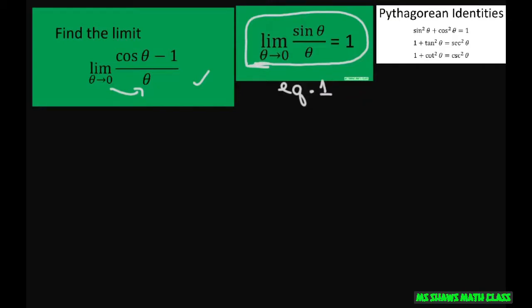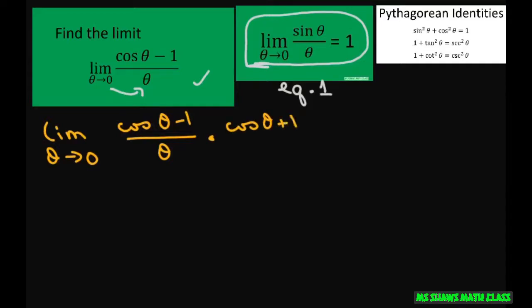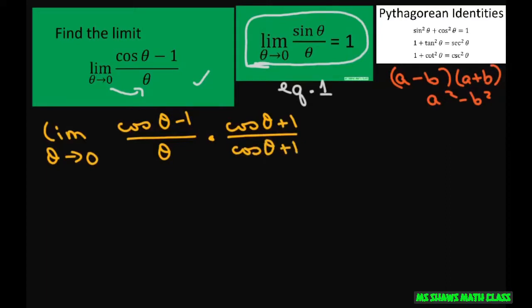So the first thing I'm going to do is multiply the numerator by the conjugate. And what I mean is this. We take the limit as theta tends to 0 of (cosine theta minus 1) divided by theta, and multiply by the conjugate, cosine theta plus 1. The conjugate just means, as you've seen in Algebra 2, that if we have a minus b, the conjugate is a plus b. If you multiply those out, you get a squared minus b squared. So if you multiply the numerator by cosine theta plus 1, you also need to multiply the denominator by cosine theta plus 1, because that just equals 1.